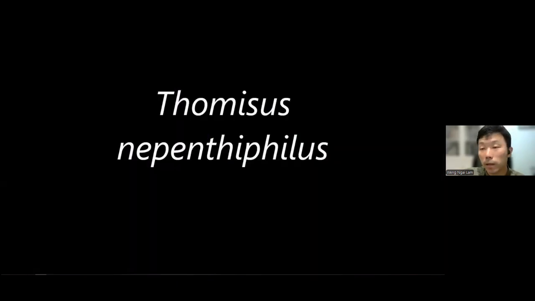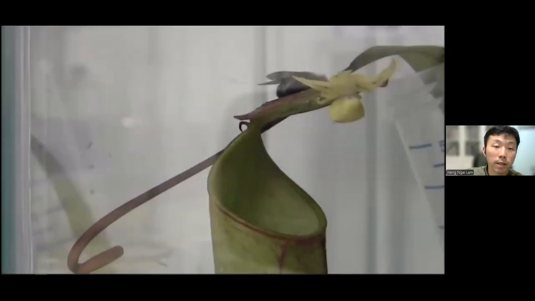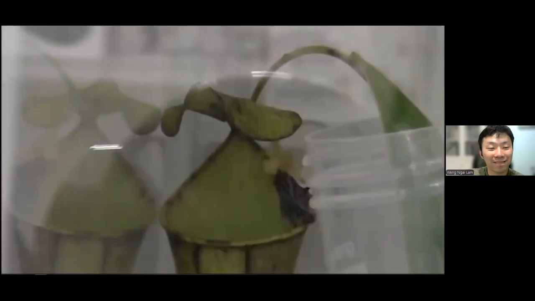Whereas Thomisus nepenthiphilus has a slightly different strategy of catching the flies. In this case, it holds the fly in place. It doesn't tumble into the fluids with the flies. Of course, this is an experiment. The fly density is unusually high, but you get the idea. So you see here again. And this fly deserves to die.